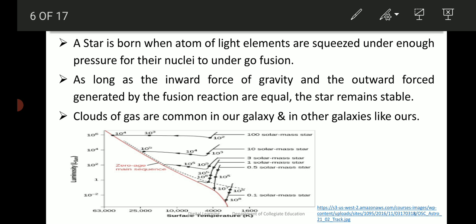So here the luminosity versus surface temperature is shown in the graph, how the luminosity of a star depends on the surface temperature. As the surface temperature keeps on increasing, the luminosity is decreasing. The detail of luminosity versus surface temperature is shown in the graph.